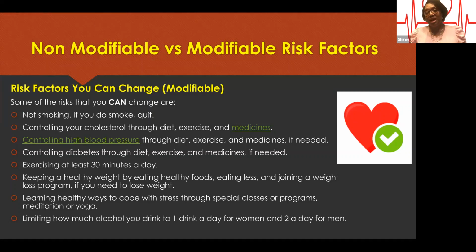And also limiting how much alcohol you drink: no more than 1 drink a day for women and 2 a day for men. And you really must be very specific, so no more than 4 to 6 ounces, because what I consider a drink and what someone else might consider a drink might be vastly different. I might consider 4 ounces and someone might consider 12 ounces of wine a standard drink. So no more than about 4 to 6 ounces of wine per day.